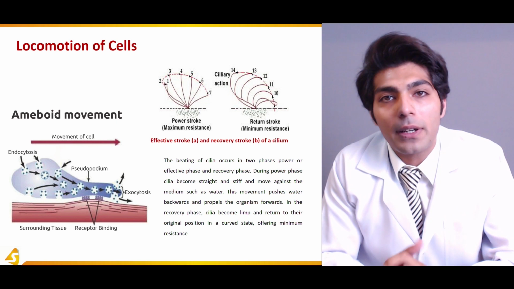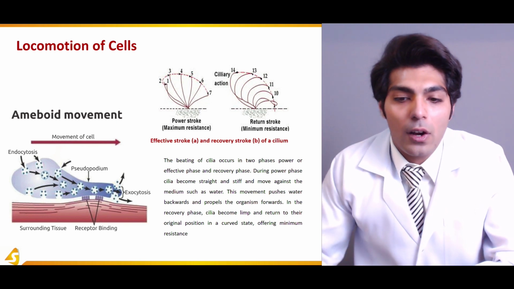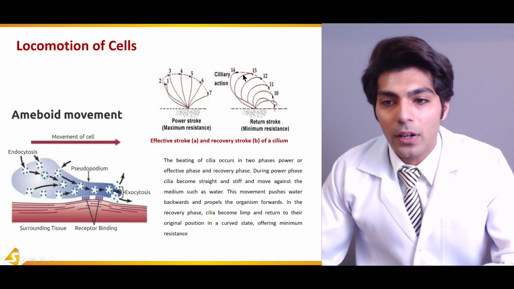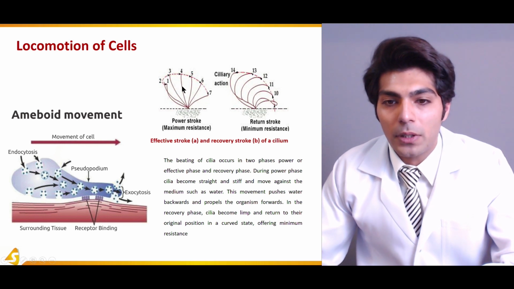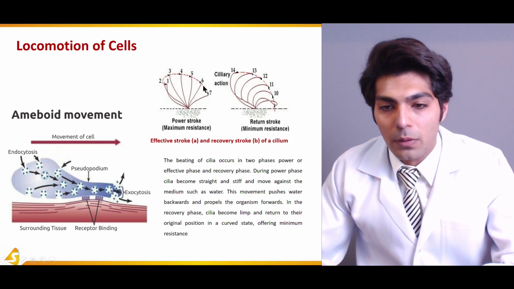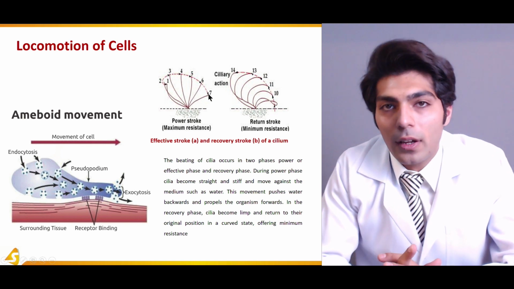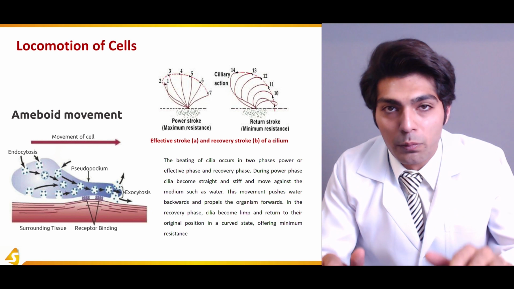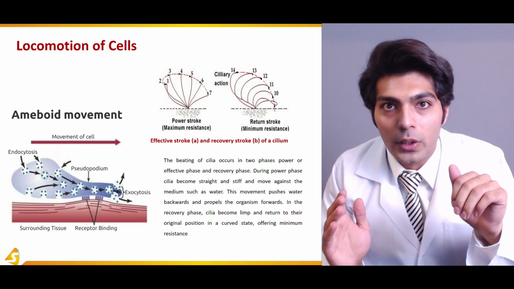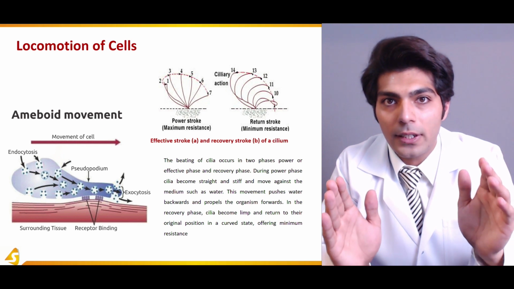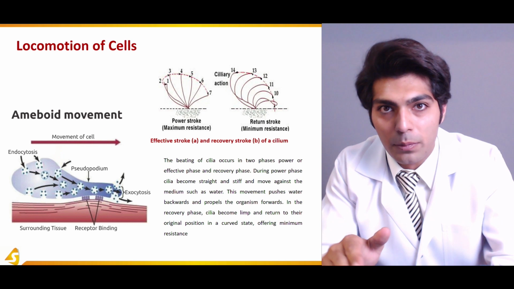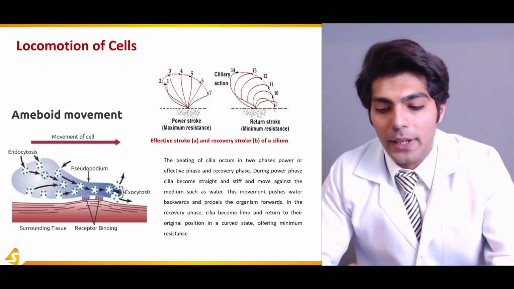In the recovery phase, the cilia become limp and return to their original position in the curved state, offering minimum resistance. So this is the recovery stage. You can see the curving of the cilia. This is the recovery stage of the process, and they offer minimum resistance. As we know, here it is performing a whip-like motion and propelling the organism in the forward direction. It's like swimming with a butterfly stroke. When we swim, we push the water backwards, and our whole body is pushed forward. So the same process applies in the power stroke of a cilia. The cilia is stroked in the forward direction, pushing the water backwards, and the organism moves in the forward direction.